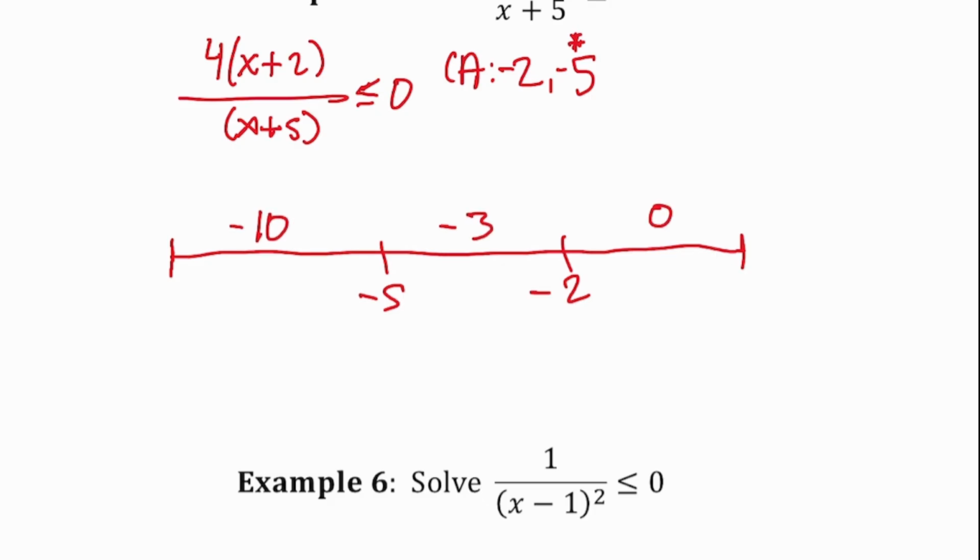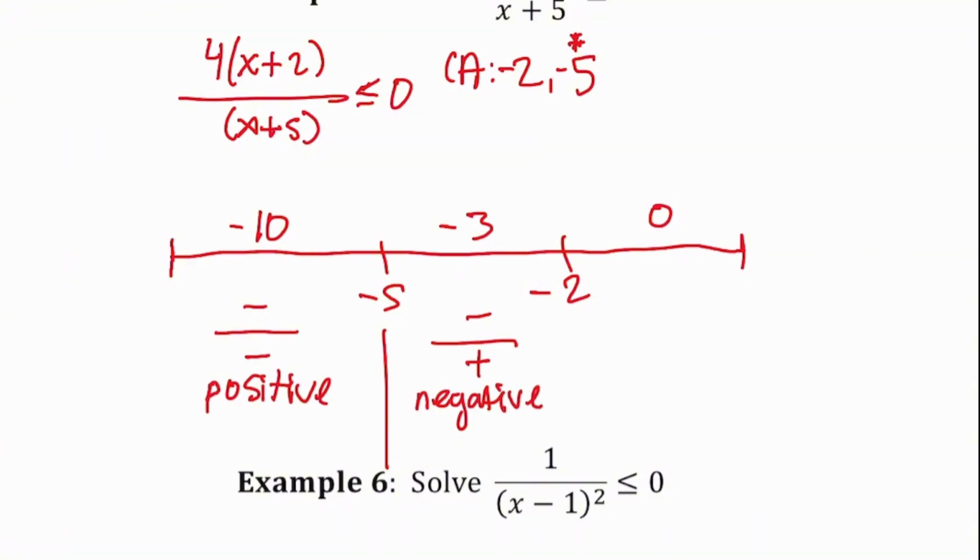Again, you can use any values, whatever you want. And so, -10 plus 2, that's -8 times a positive. That gives us a negative. -10 plus 5, that's a negative. Negative divided by negative gives us a positive. -3 plus 2, that's a negative. So negative times 4, that's a negative. -3 plus 5, that's actually a positive. And so that's going to give us negative.